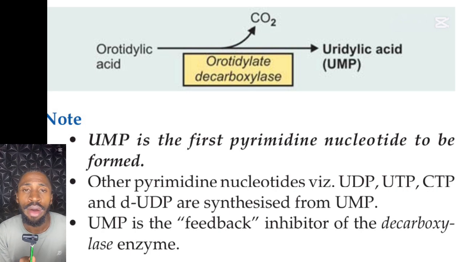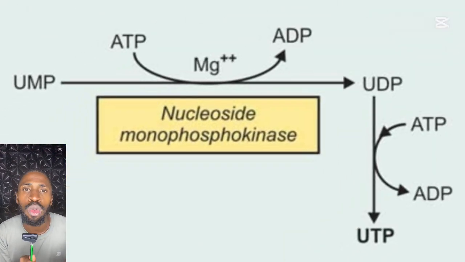From UMP, first of all, we utilize nucleoside monophosphate kinase. If we utilize nucleoside monophosphate kinase, or we go straight to nucleoside diphosphate kinase, what are we doing? We want to phosphorylate UMP, the uridine monophosphate, twice. First of all, we utilize ATP. The first ATP we are using here is with nucleoside monophosphate kinase.